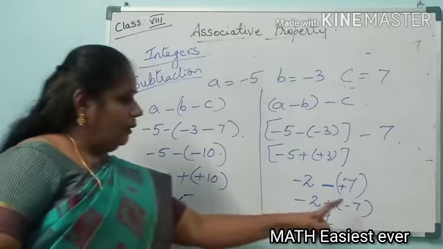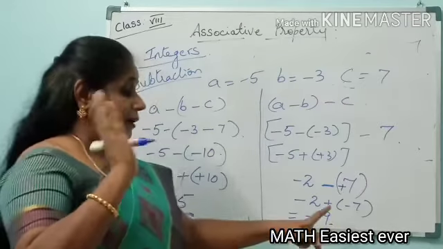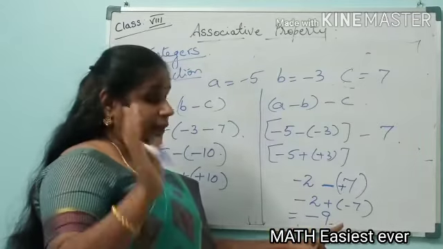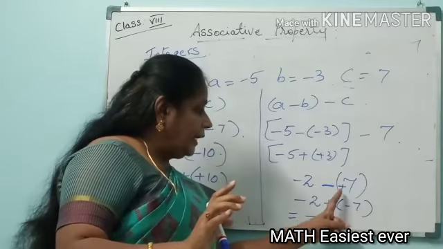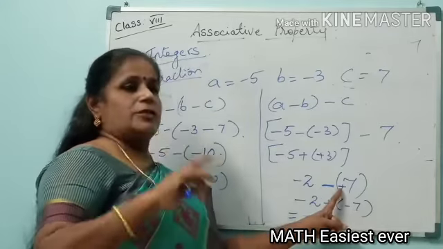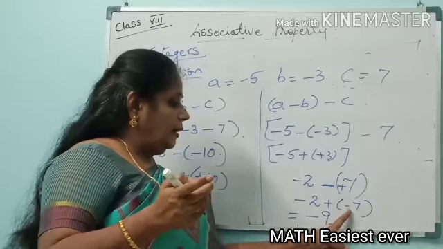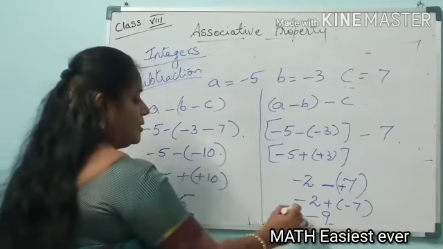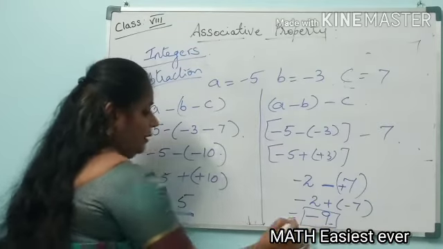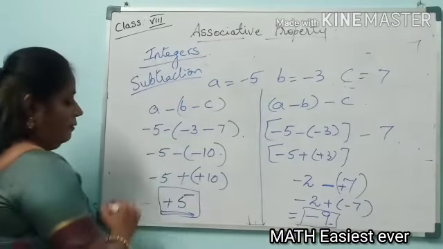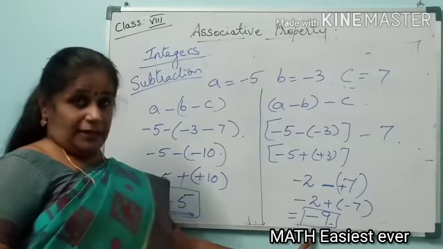Both negative. Some of you have doubt with integers. So the additive inverse is changing plus 2 to minus and minus 2 to plus. So this plus 7 will become minus 7, and so your answer is minus 9. Here your answer is plus 5, and here your answer is minus 9.